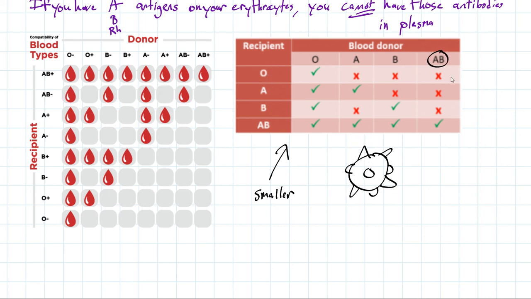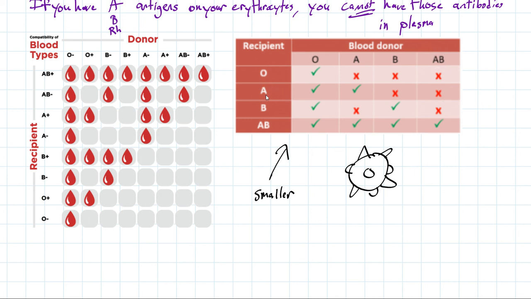If you give type AB blood to somebody with type A, they see the type A antigen and they say, okay, that's fine. I'm used to that. That's good. I like it. But then they see this type B antigen and they say, no, that's foreign. I've never seen that before. We should probably clot. We should probably make antibodies to stop this problem. It's not really a problem, but your immune system doesn't know that.